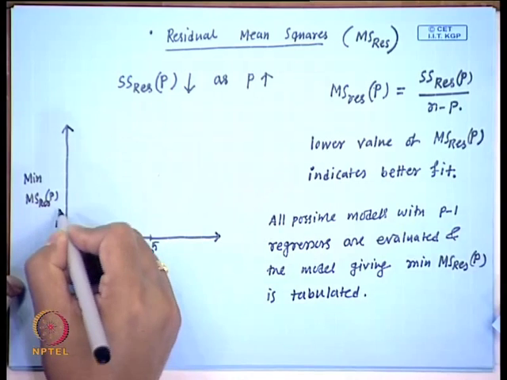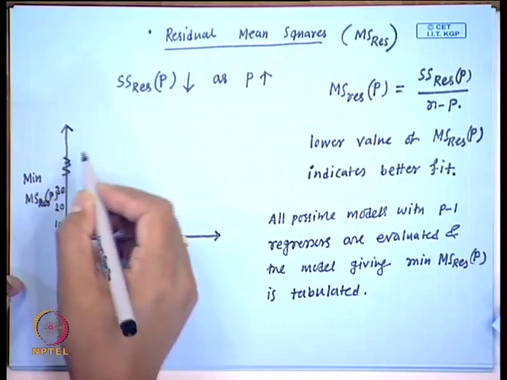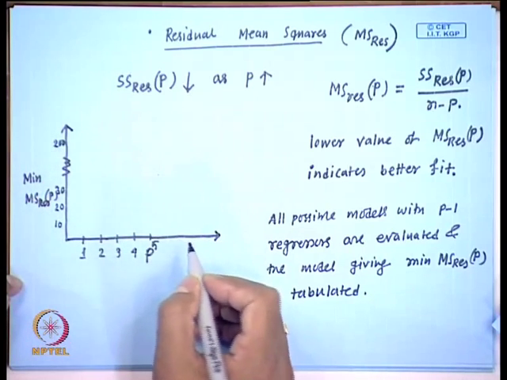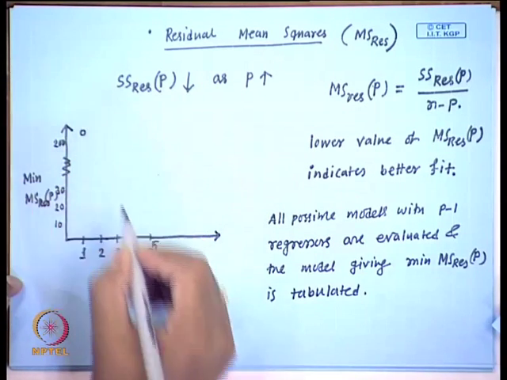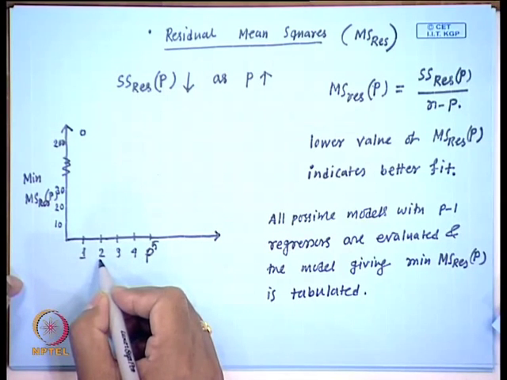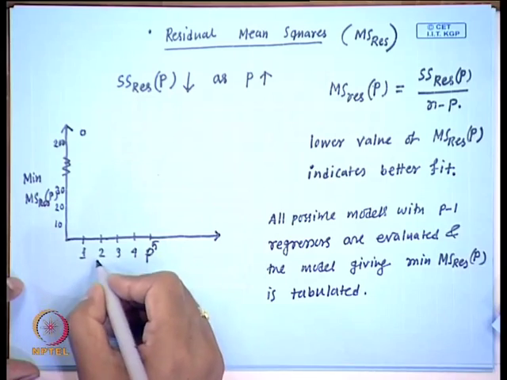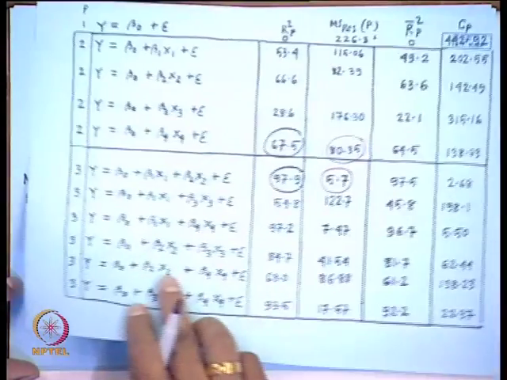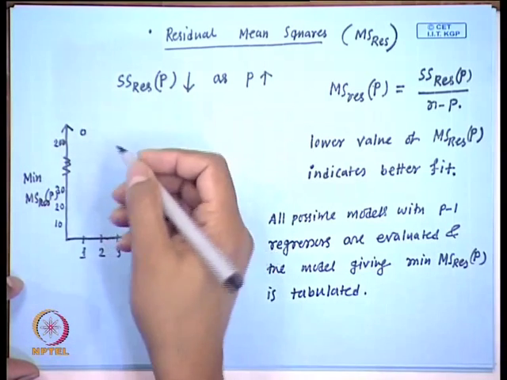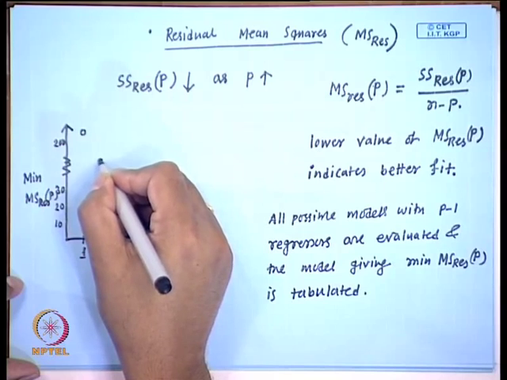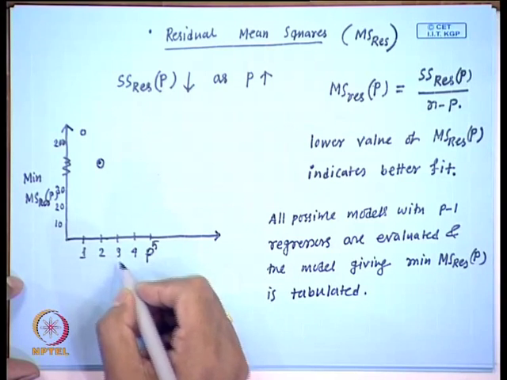Okay, so, suppose this is 10, 20, 30, and then it is maybe 200 here. So, for p equal to 1, it is 226. So, somewhere here. Now, for p equal to 2, it is 80.35. So, you plot somewhere here. I am not very particular about this scaling. Now, for p equal to 3, it is 5.7.